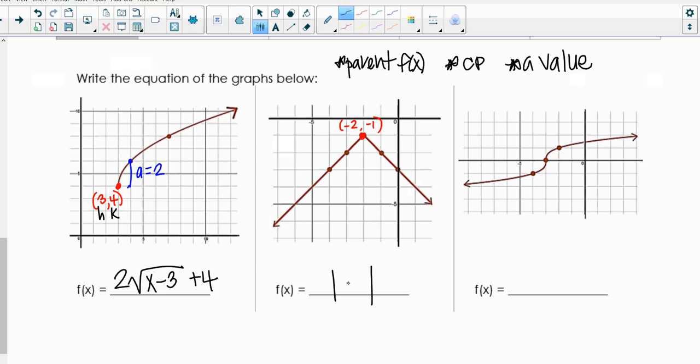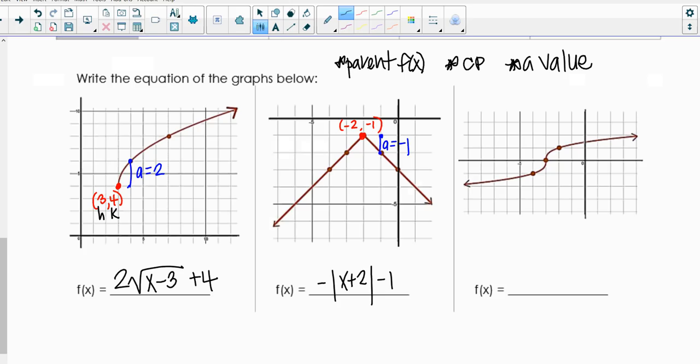So I'm going to have x plus 2 minus 1. So that means I'm moving left 2, down 1. That's good. My A value, if I go to the right 1, typically I'm going up 1, but now I'm actually going down 1. So that tells me that A is a -1. So you can write -1 or just negative out here.